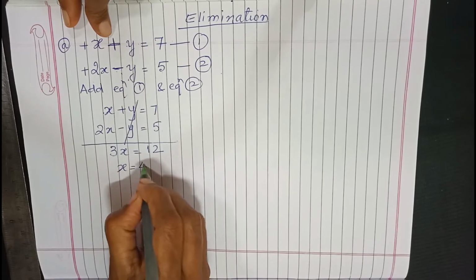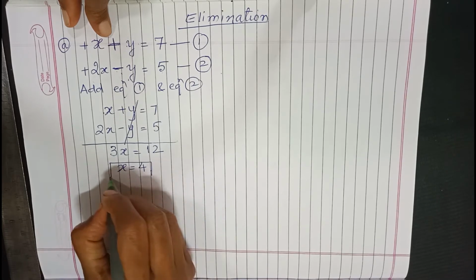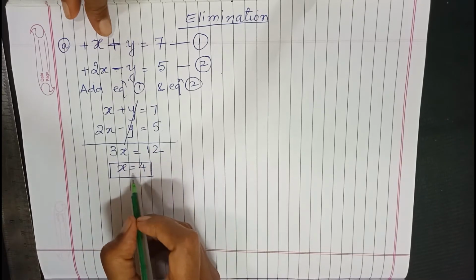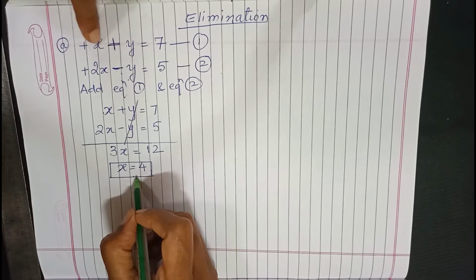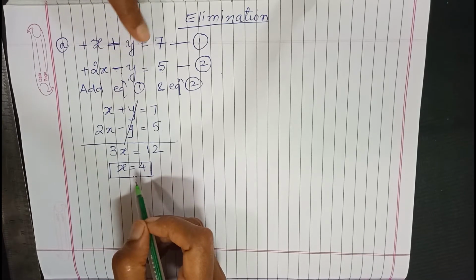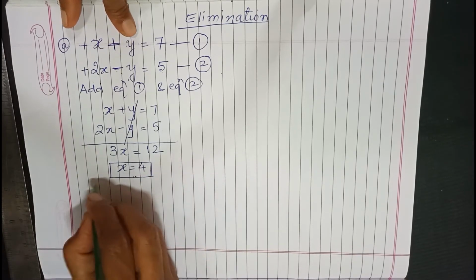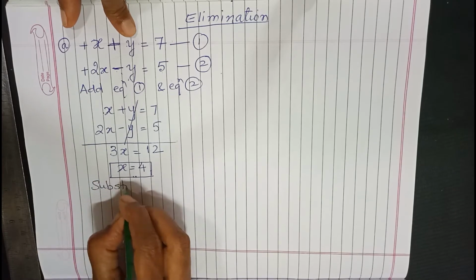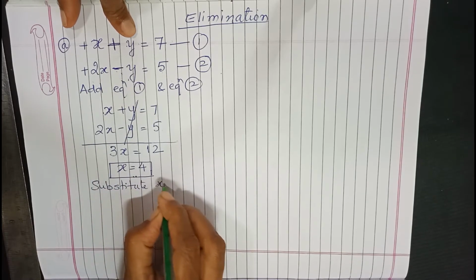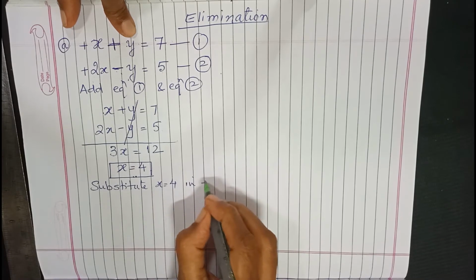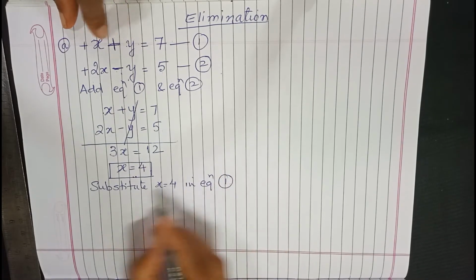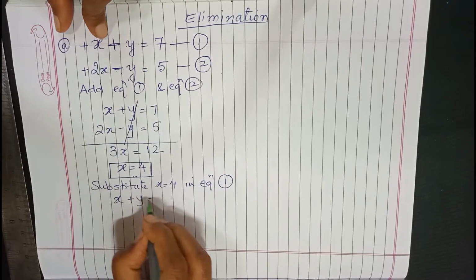On solving this, I get x is equal to 4. That is 12 upon 3, 4. Now once I get the value of x, we can substitute it in any one of the equations to get the value of y. So let's do that. So what we do is substitute x is equal to 4, let us say in equation 1. So what I get is x plus y is equal to 7.